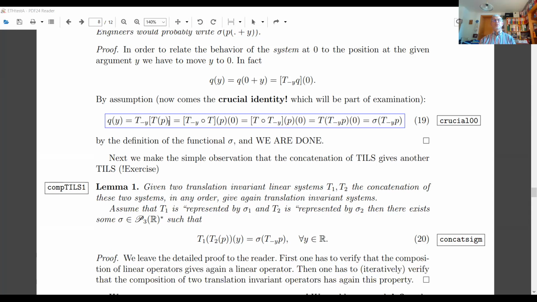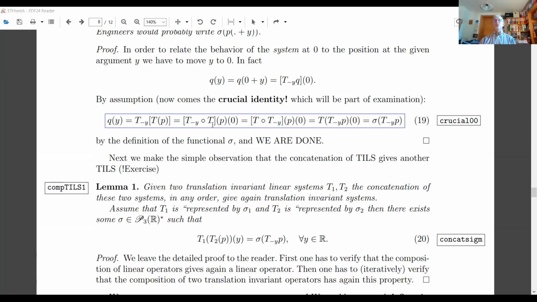So what is missing in this formula 19 is the argument at 0. I'm writing it down: T of Y, then T of P. This is a new polynomial, but at 0. So you're just saying, instead of focusing on the value of Q at Y, move the function in the direction so that the point of interest Y becomes the origin. So we have a value at 0. So you're saying, take the input signal, apply your system, then apply the shift operator, and then the whole thing at 0.